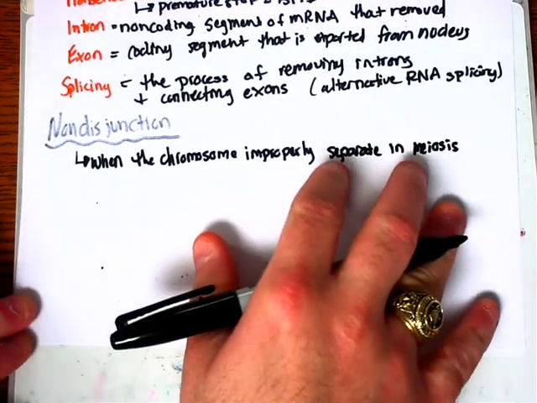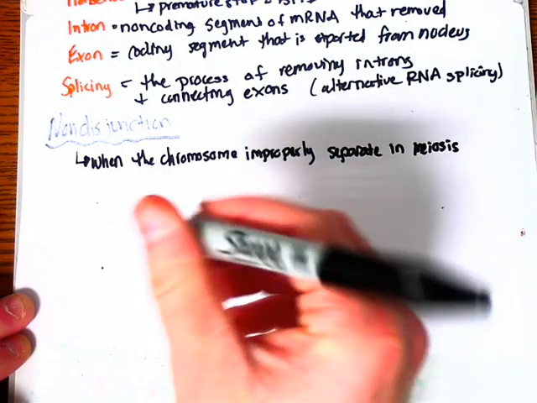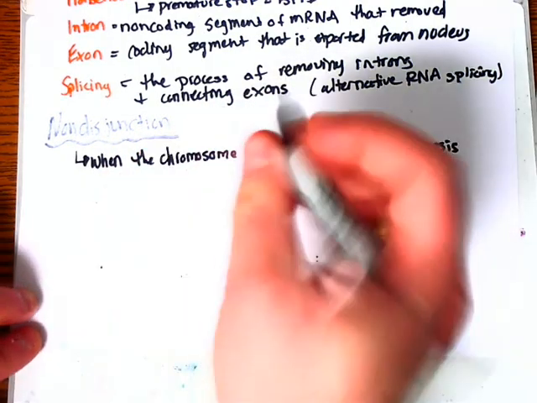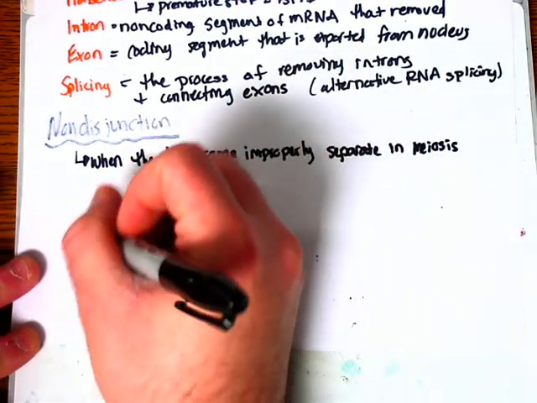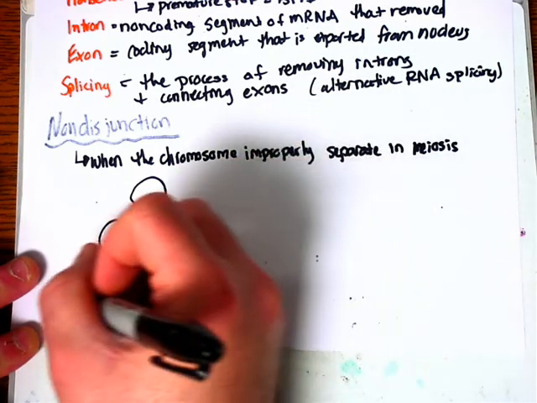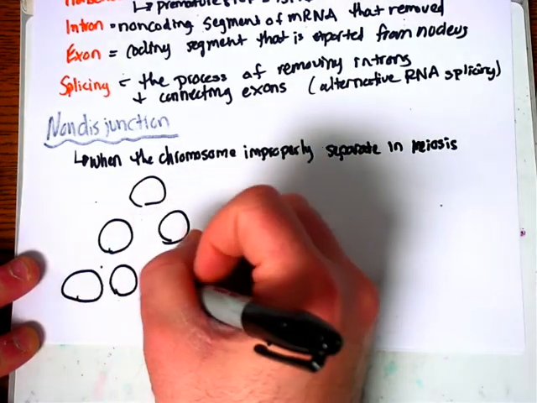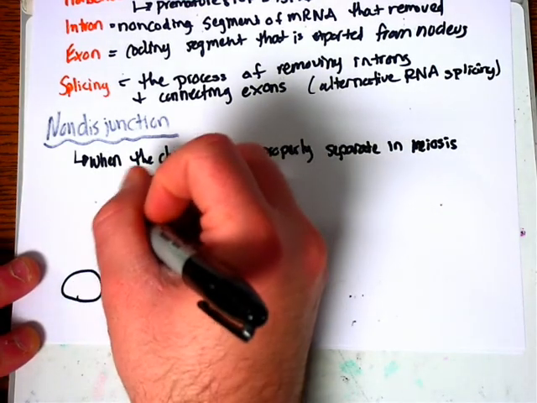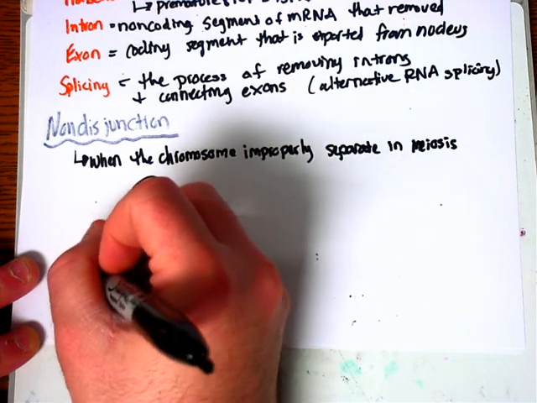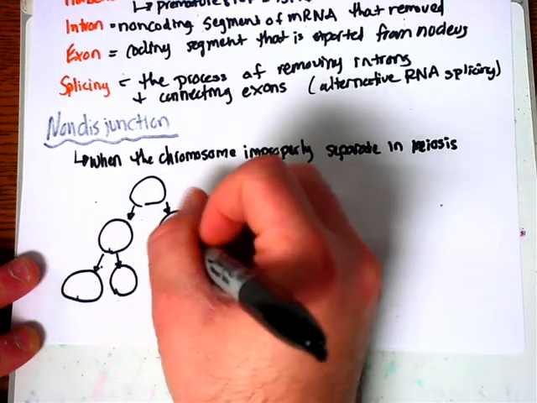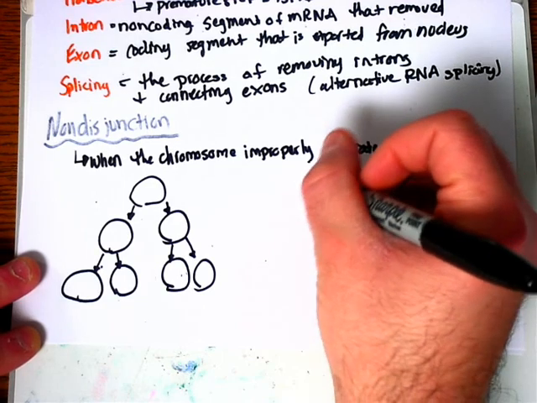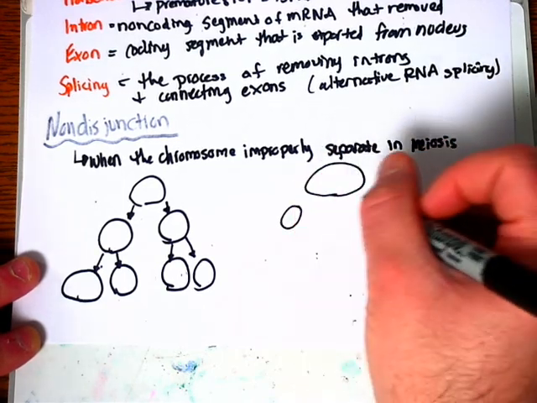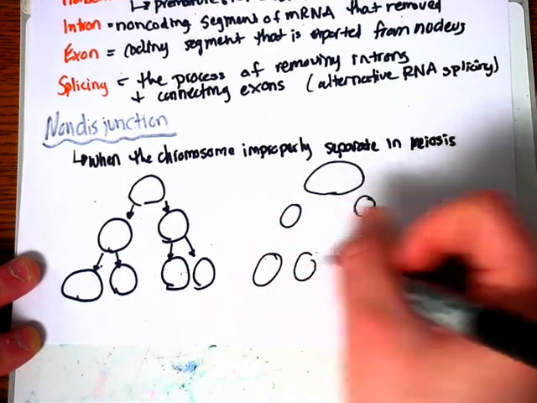Remember that if you do non-disjunction, this is so hard to draw sometimes. Let's do it this way. In meiosis, you do two sets of this, right? Meiosis 1, then there's meiosis 2. There's meiosis 1's product, and then here's the product of meiosis 2, right there. Which is basically mitosis.